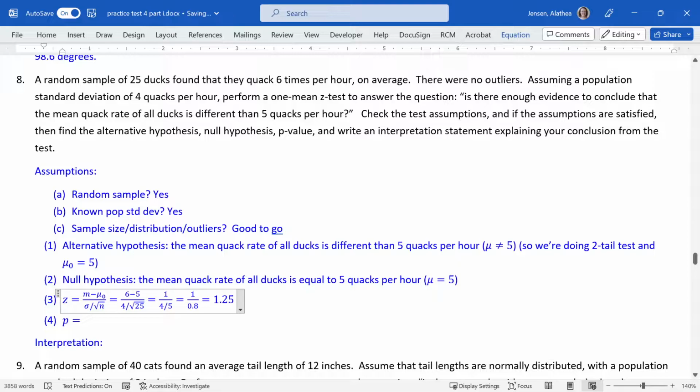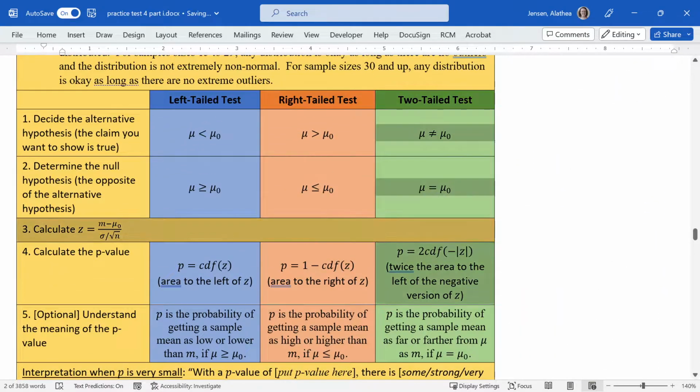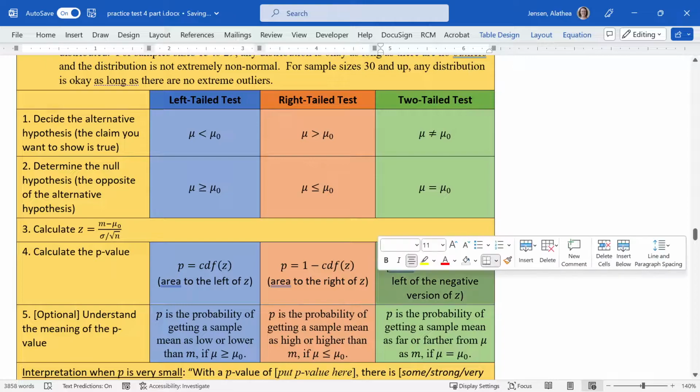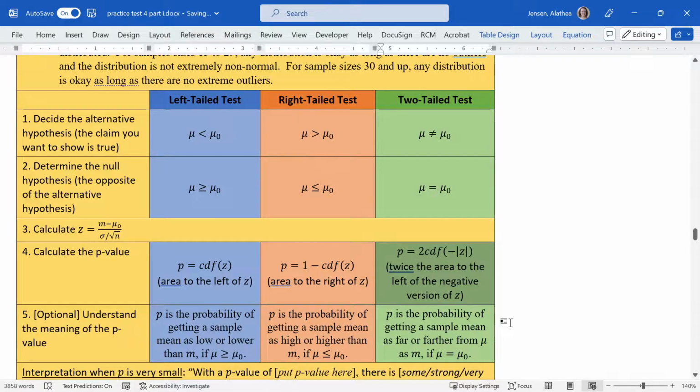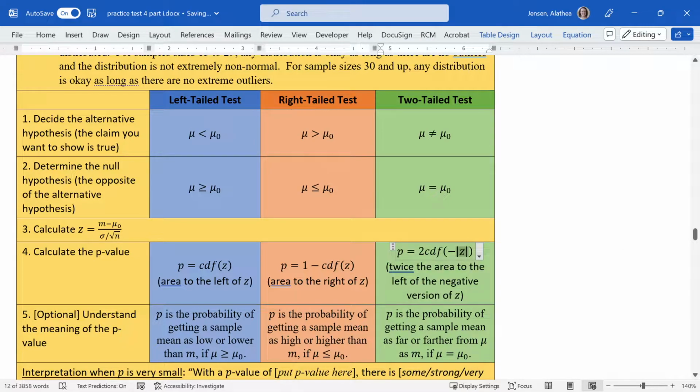And now I need the p-value. So in this case, I'm doing the two-tail test. So it's important I look in the right column here. So for a two-tail test, I want to do p-value of 2 times the CDF of negative absolute value of z. So what that means is twice the area to the left of the negative version of z. So by taking the absolute value, first I make the z value positive, and then I stick this negative on it. So basically it's like forcing the z value in here to become negative.